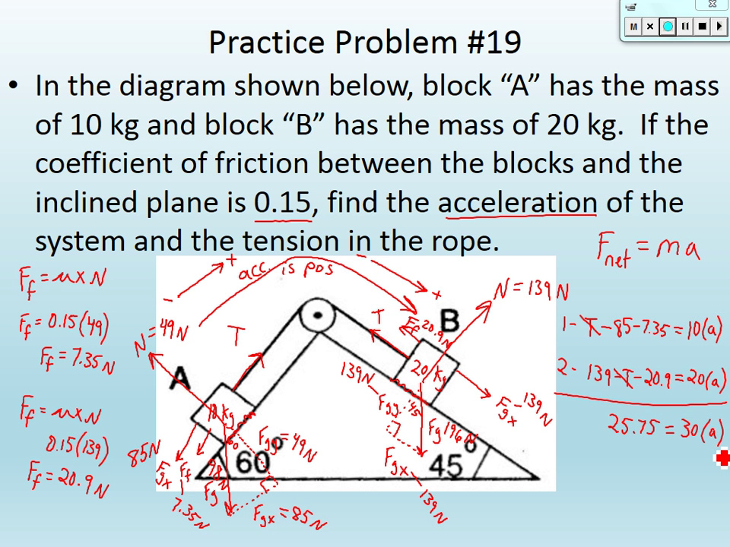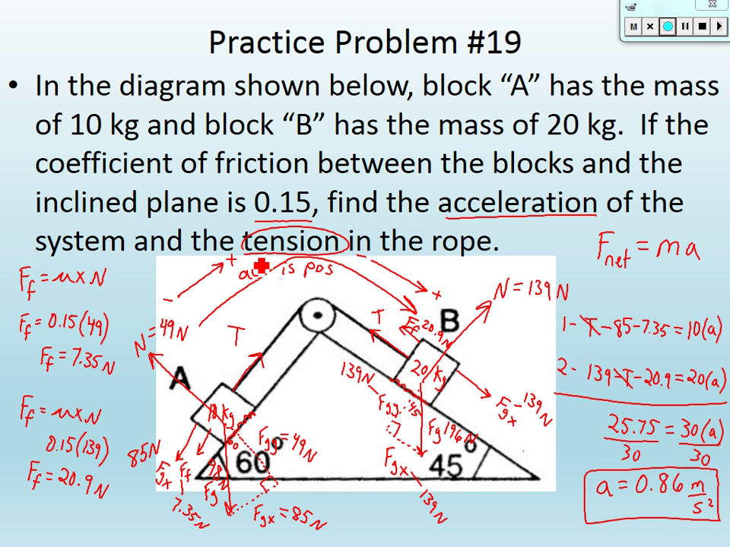To solve for acceleration, we've got to get rid of this 30, so let's divide both sides by 30. And I'm getting that the acceleration of this system is going to be 0.86 meters per second squared. Anyone get that? Okay, very good. Now we just have to do one more part to this question. We've got to solve for tension.